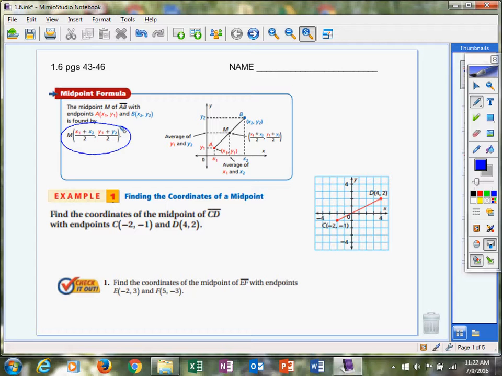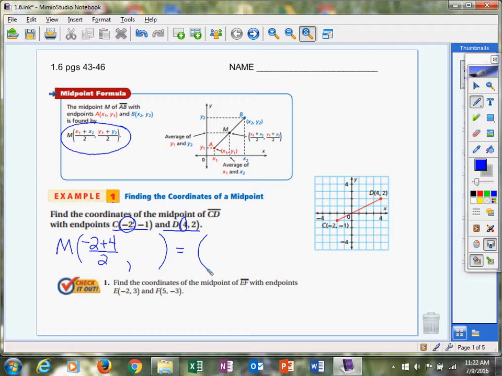So we are to find the coordinates of the midpoint of CD. So here's CD. C is (-2, -1). D is (4, 2), according to our drawing and according to what was given here. They also drew it out for us on some graph paper, and we have to calculate the midpoint. So to do that, let's start with the x's. I'm going to circle the x's. We're going to take -2 plus 4, and then we're going to divide that by 2.